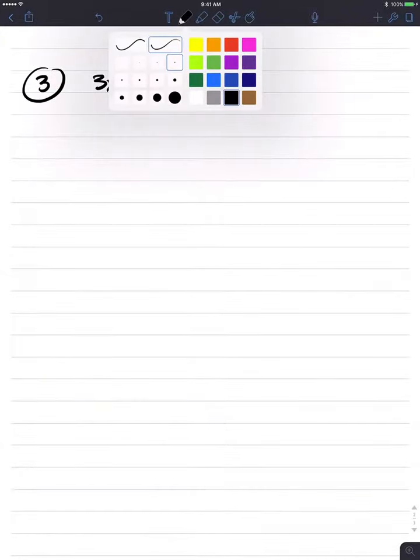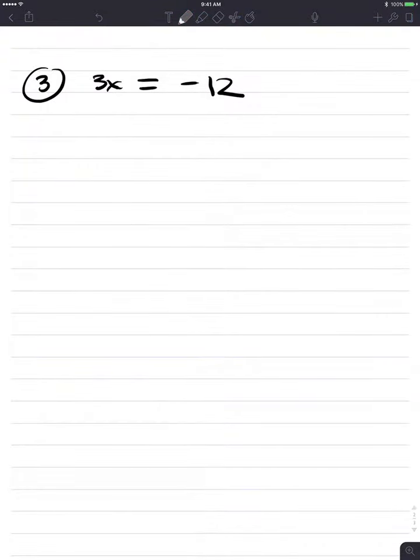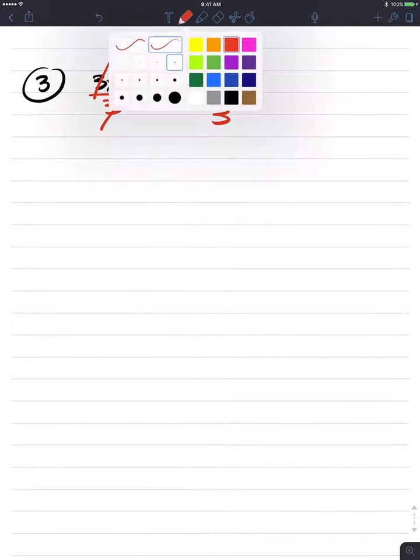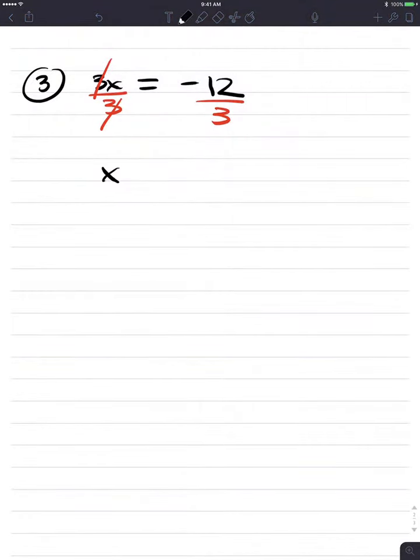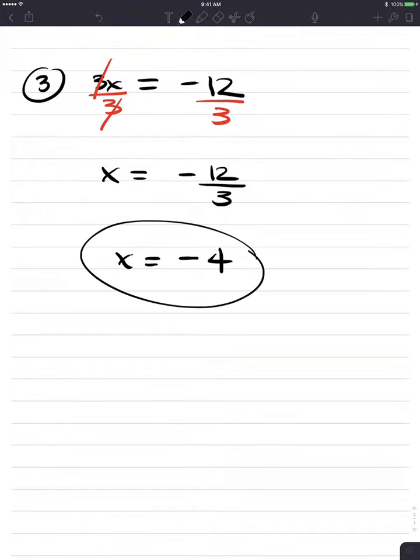Number 3, we have 3x is negative 12. We want to undo the multiplication by 3 to our variable x. We undo multiplication by division. We get x is negative 12 divided by 3, or x is negative 4. We are done.